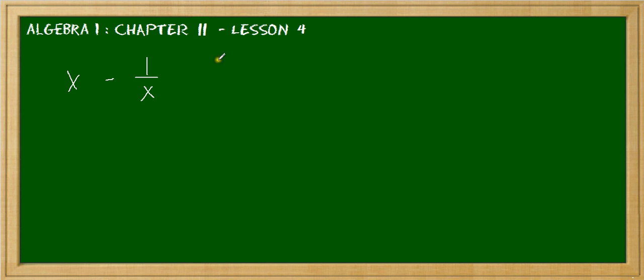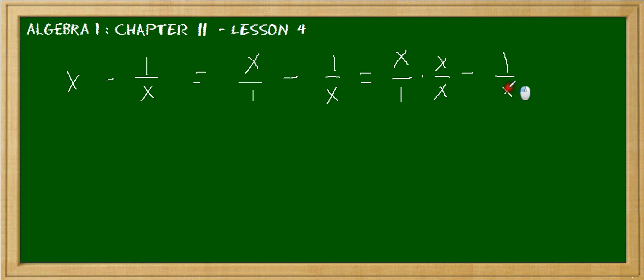We know that this is equal to x over 1. Okay, so we express x as a fraction of x over 1 minus 1 over x. Now remember, what we did is that we tried to get a common denominator. So that common denominator would come in the form of x if we multiplied this by x over x, right? So let's do that. So we have x over 1 times x over x. Now can we do that? Well, certainly, because x over x is equal to 1. And we're going to subtract this again by 1 over x.